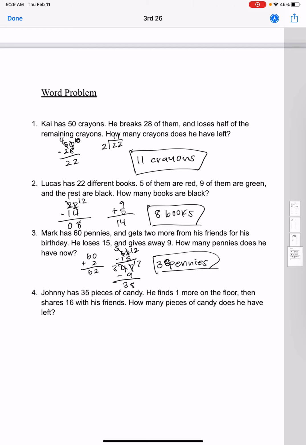Okay, last, Johnny has 35 pieces of candy. He finds 1 more on the floor, then shares 16 with his friends. How many pieces of candy does he have left? So he has 35 pieces originally, and he finds 1 more. So 35 plus 1, we all know, is 36. He shares 16 with his friends after. So 36 minus 16. 6 minus 6 is 0. 3 minus 1 is 2. That means he has 20 pieces of candy left. So 20 pieces would be your answer.